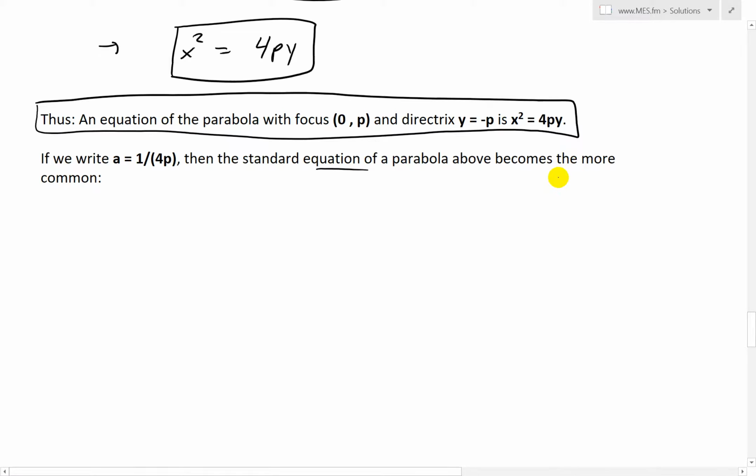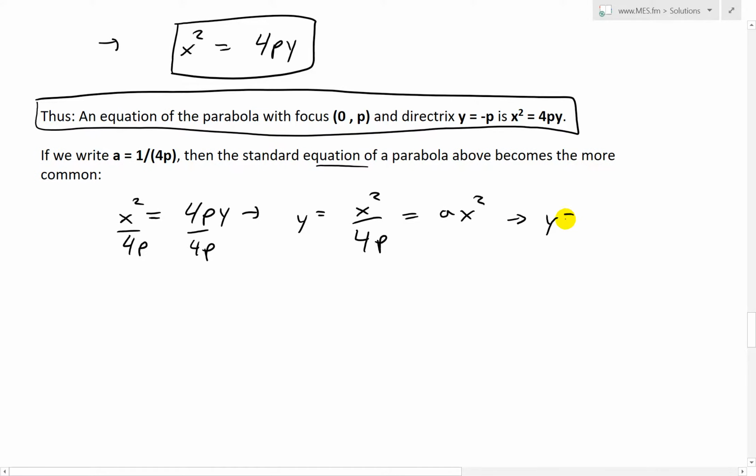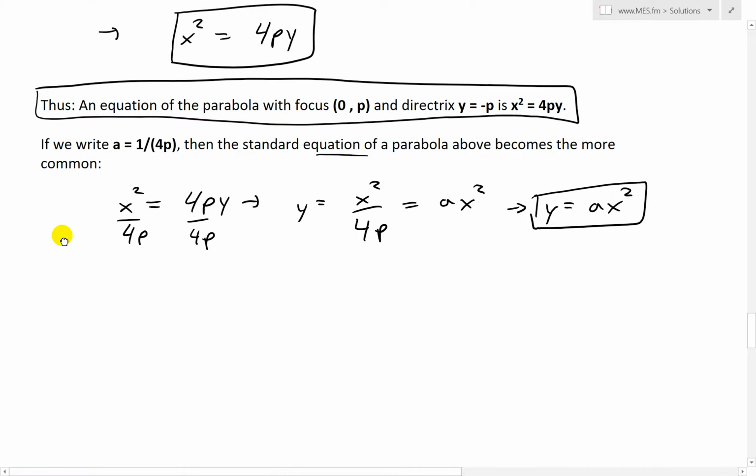becomes the more common form. So if we do that, let's just write this: x squared equals 4py. I'm going to divide by 4p on both sides, and we get y equals x squared over 4p, and if we let that equal a, this just equals ax squared, which is the more common parabola. So we have our y equals ax squared, the common parabola formula. Again, a and p are constants, because 1 over 4p is still a constant.